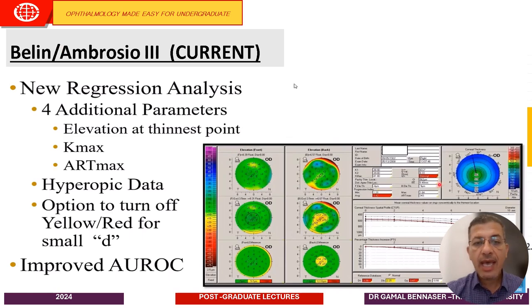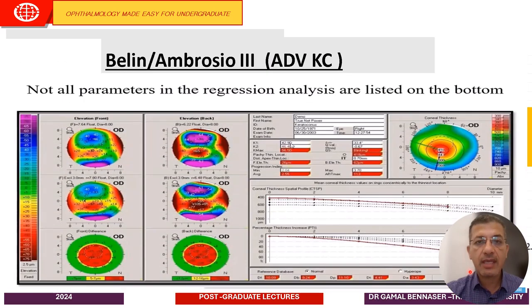They have added some functions here, but these functions are not included in the regression analysis of the final D. This is very important. Now they have added these functions, and you have to look for them. You will find the red flag or the yellow flag, but these parameters are not included in the regression analysis of the final D.